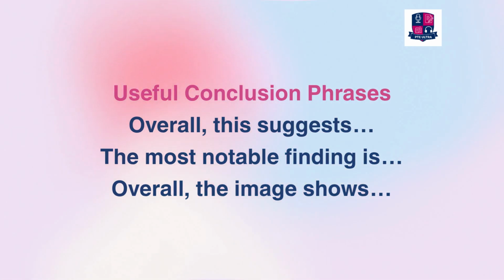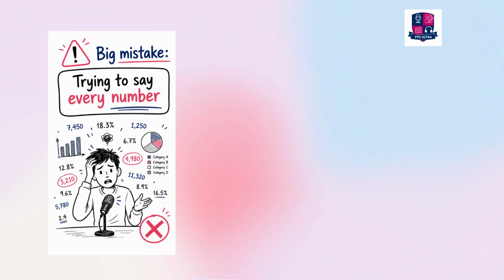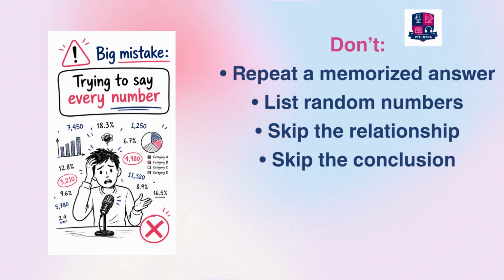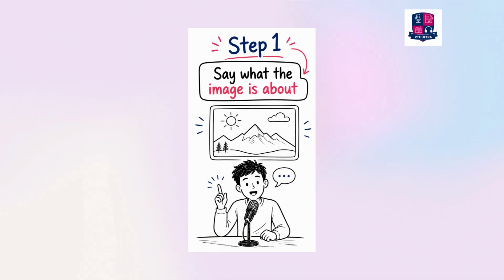Now, let's look at some common mistakes. Don't repeat a memorized answer word for word. Don't list random numbers without explaining what they mean. Don't skip the relationship or conclusion. Try to avoid filler sounds like um and uh. And don't add personal opinions or outside knowledge. Just describe what is visible in the image.